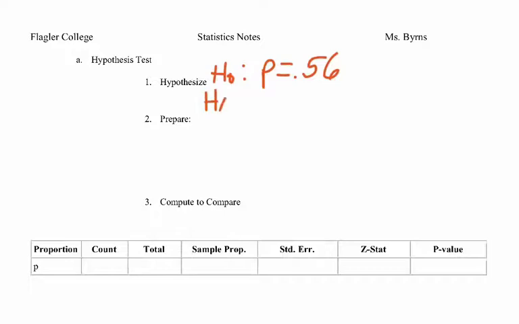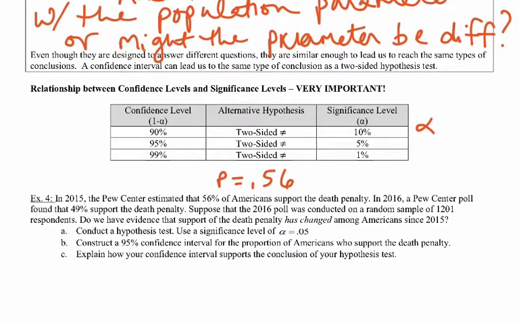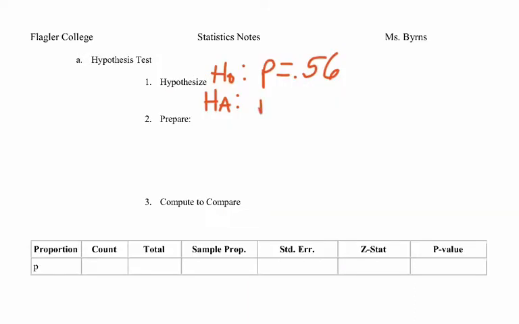The alternative, remember, is based on the way the question is phrased. And because they're saying, do we have evidence that support of the death penalty has changed? So let's think about that. Has changed. That means has gone up or gone down. It didn't say has decreased. It said has changed. So that means it could have been higher or lower. So my alternative in that case would need to be that the P does not equal 56%.